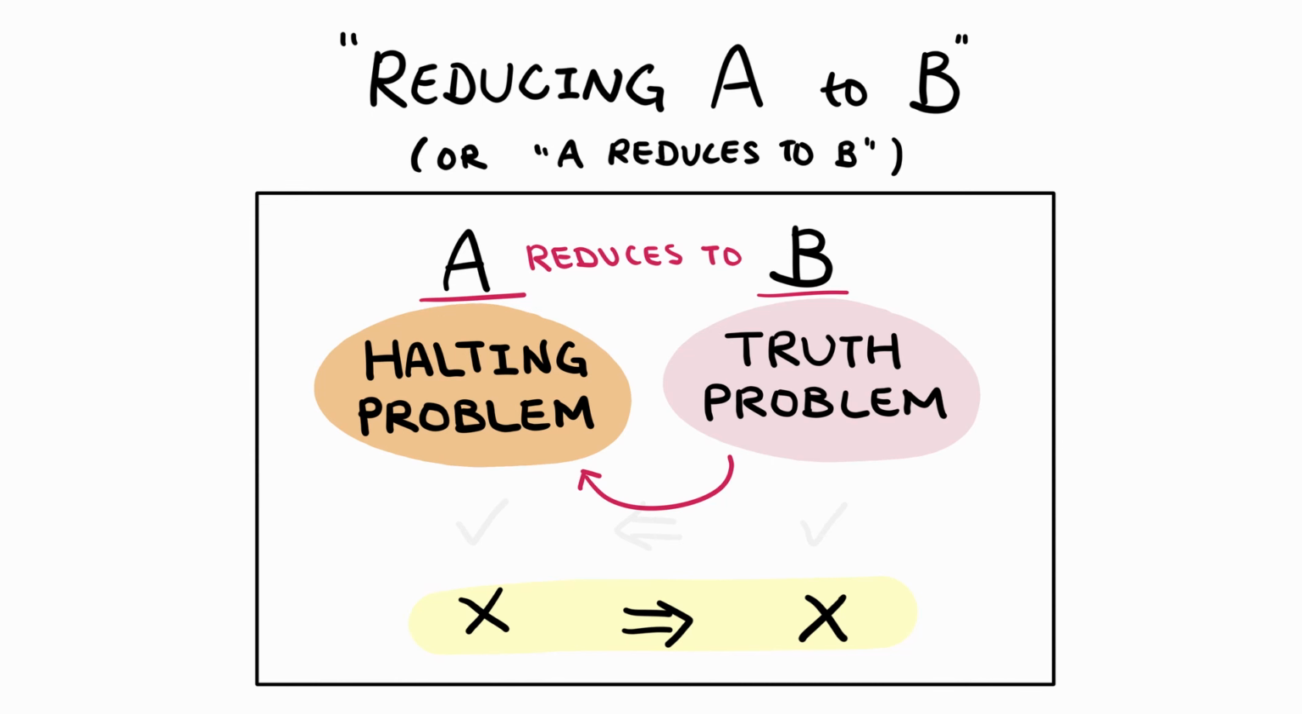However, similar to the fact that dragons cannot exist, the halting problem A is undecidable, which means the truth problem B that it reduces to must also be undecidable. So to complete the proof that the truth problem is undecidable, all that is left is to show that we can reduce the halting problem A to truth problem B. We'll cover that reduction in the next video.